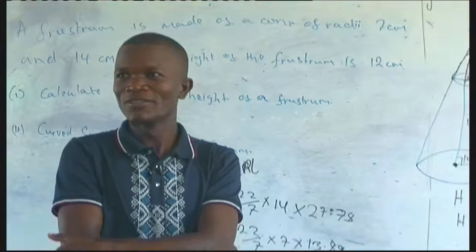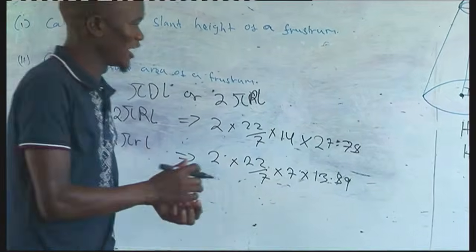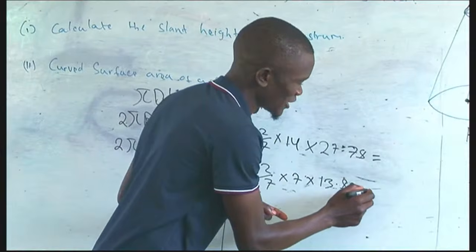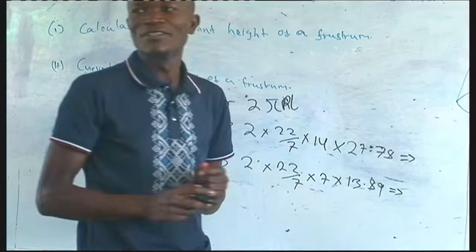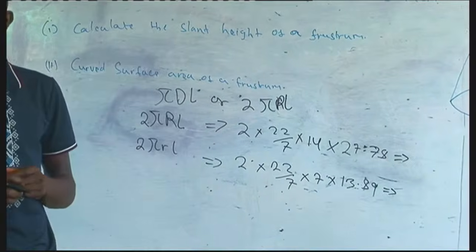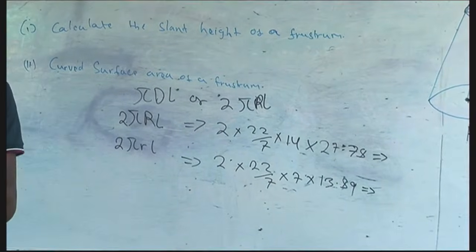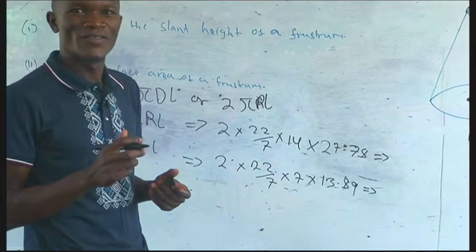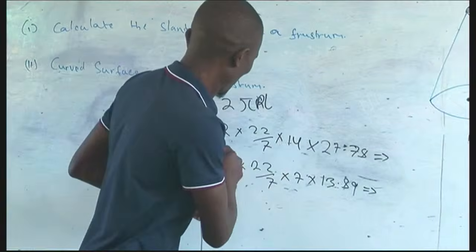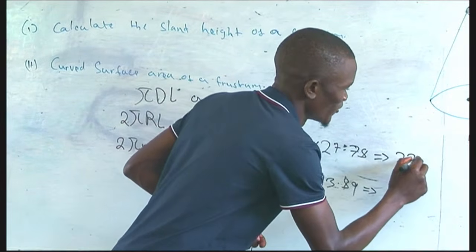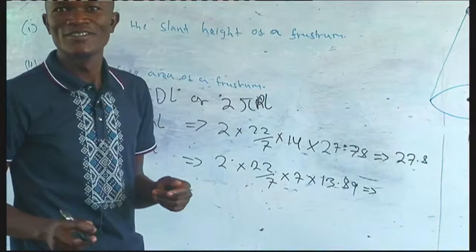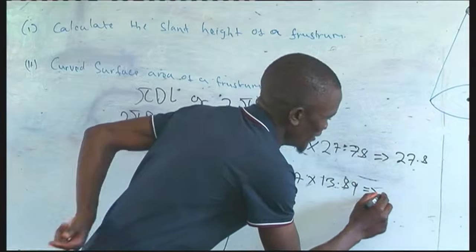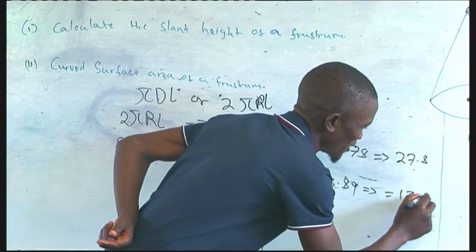What are you getting? In the first one, what is the answer? In a comment. Then the second one, what is the answer? In a comment. 27.8. 13.9. Yeah, another one is 13.9.